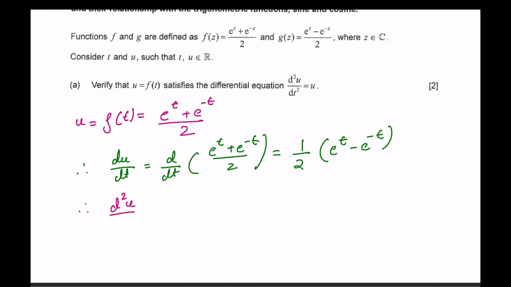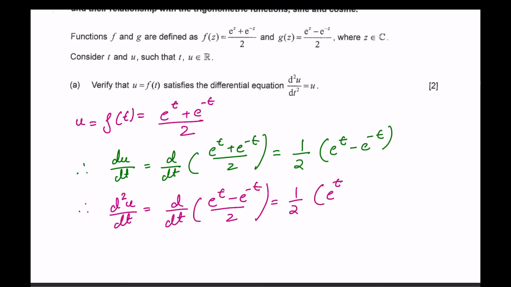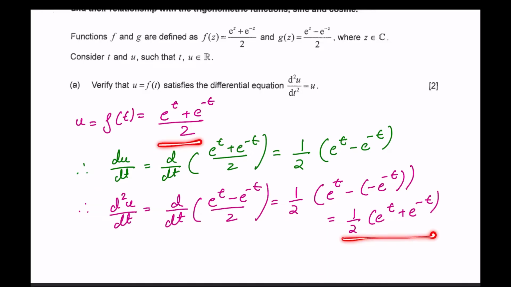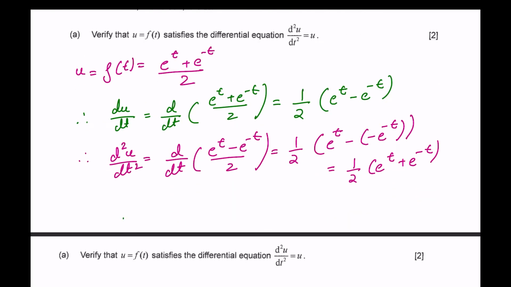Now we have to find d²u by dt², so we differentiate du by dt again with respect to t. It would be half of the differentiation of e to the power t, which is e to the power t, and the differentiation of e to the power minus t with respect to t, which would be minus e to the power of minus t. If we simplify this, we'll get (e to the power t plus e to the power of minus t) by 2, I missed a 2 here. We can compare this and this, they look exactly similar. So d²u by dt² is exactly equal to u. So it is verified. That is all about part A of this question.